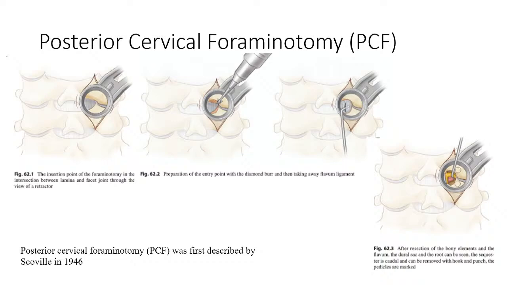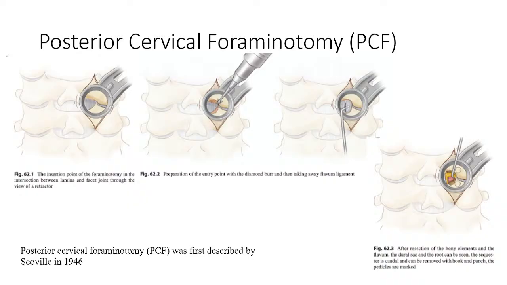In 1946, Professor Scoville started the posterior cervical foraminotomy, and it has progressively evolved from open surgery to tubular surgery, then to endoscopic surgery, and finally we are in an era of biportal endoscopic surgery. So I will be talking about biportal endoscopy and posterior cervical foramen anatomy, and some of its advancements.